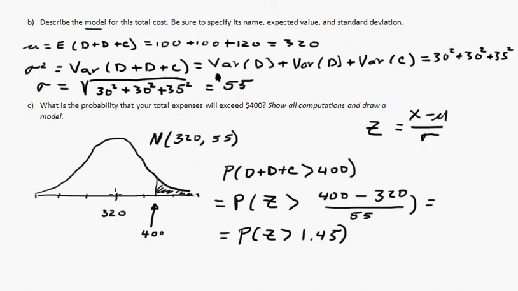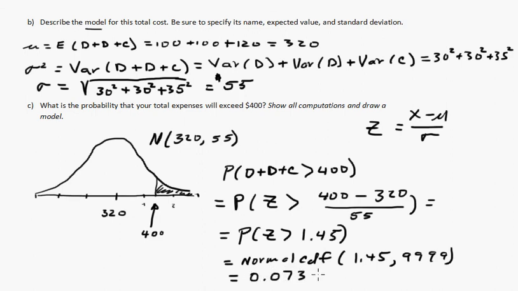1.45 standard deviations. So I think I estimated that pretty close. That's about a little bit halfway. So I estimated that about right. That's 1 standard deviation, that's 2, so 1.45 is right there. Okay, so that's going to equal normal CDF of 1.45 to infinity. And I get 0.073 or 7.3%.